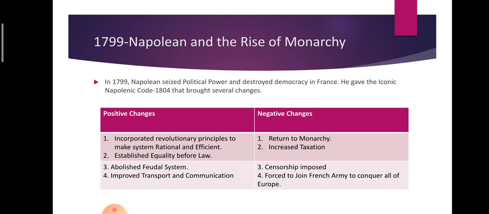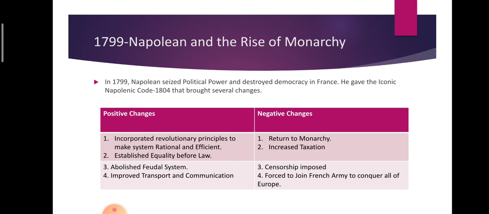There were very many changes that were brought with the Napoleonic Civil Code. There were positive changes as well as negative changes. But first, we'll discuss the positive changes that were brought with the Civil Code. The very first change was that it brought equality before law.